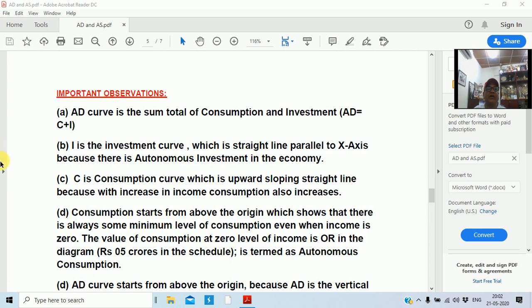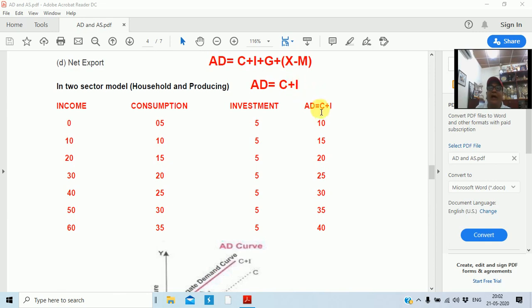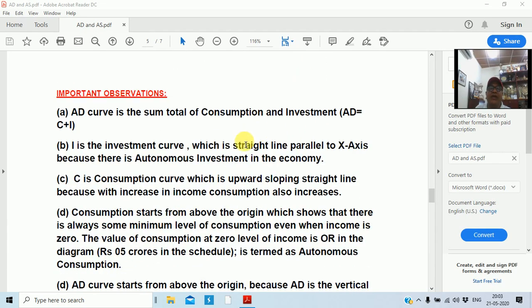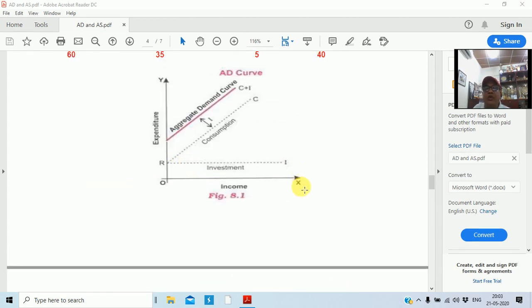This is very important. First thing is, the AD curve is the sum total of consumption and investment. This we have proved. AD, aggregate demand, is made of C and I. Here C plus I, or here C plus I. So AD is the sum total of consumption and investment. Second, I is the investment curve, which is a straight line parallel to the x-axis. Why? Because it is autonomous investment.